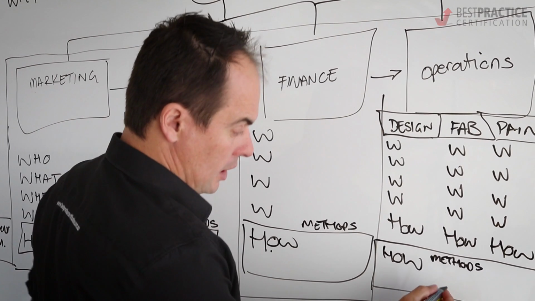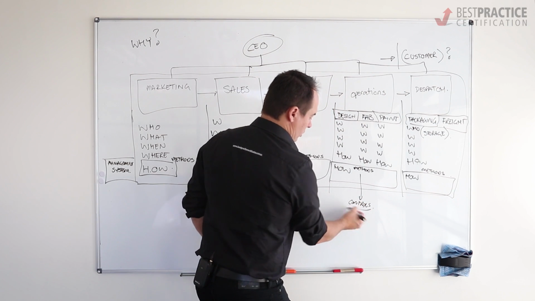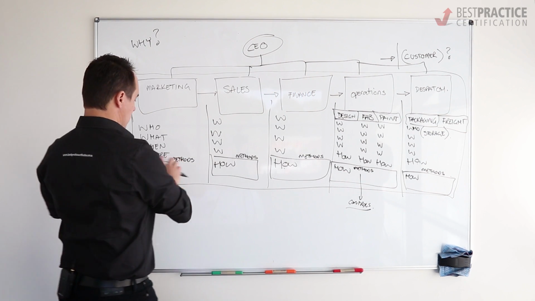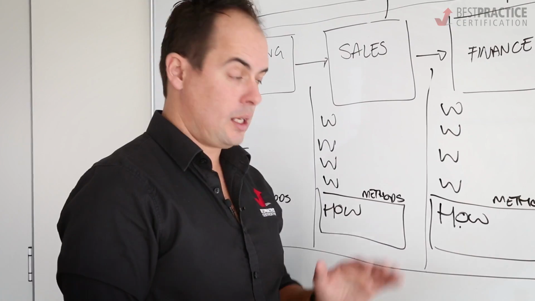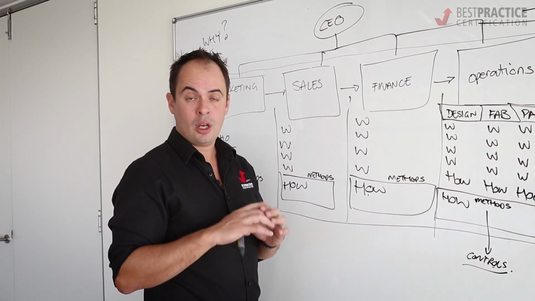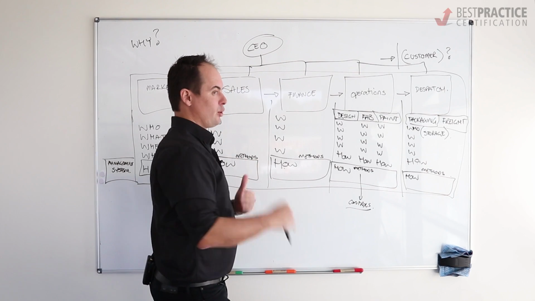So the methods here specify what we would call controls. And you can have different levels of controls, and we'll do that in another video. But this is your management system, because this captures your methods. You can capture your methods with policies, procedures, videos, audio files. All those methods are the way that you communicate how to do things.